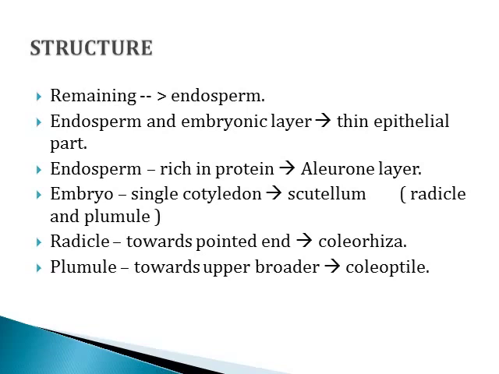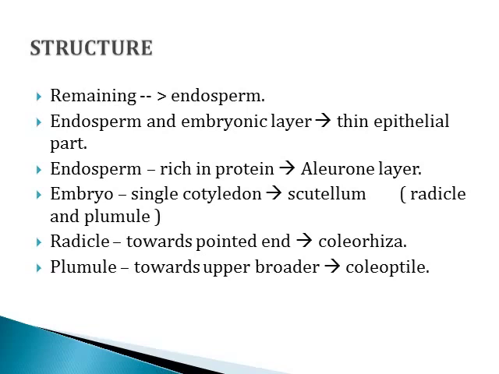The endosperm is rich in protein. The outermost layer which is rich in protein is called the aleurone layer. And the embryo has a single cotyledon called the scutellum, where the radicle and plumule are present. So the endosperm is rich in protein, and that protein-rich layer is called the aleurone layer. And the embryo has a single cotyledon.